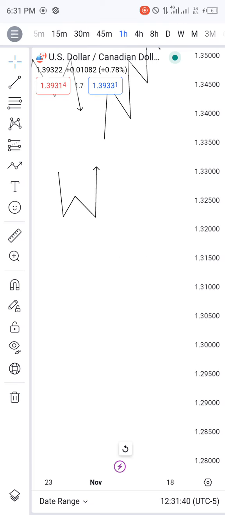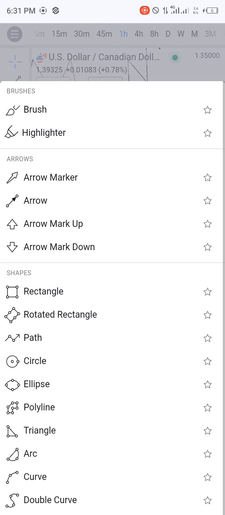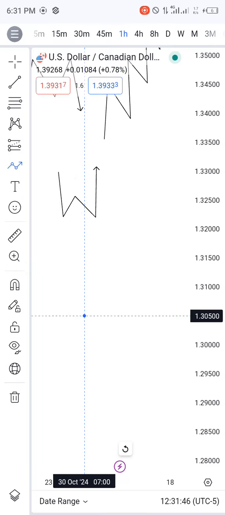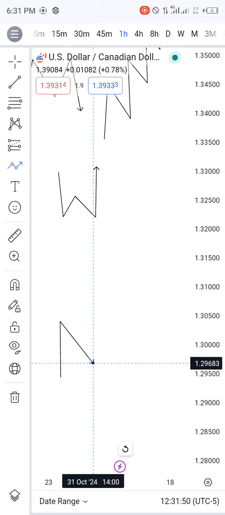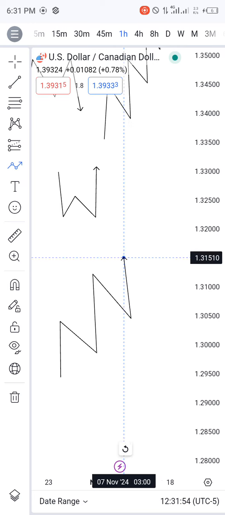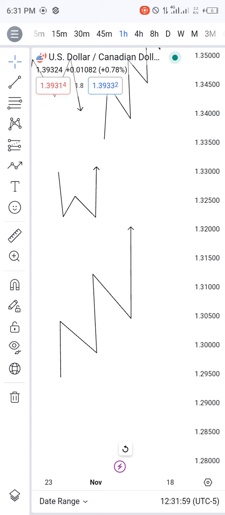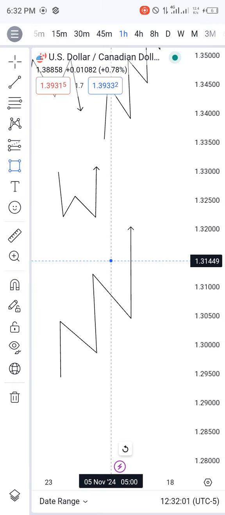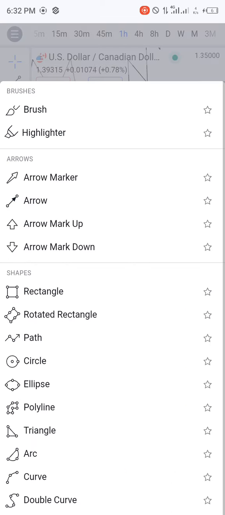For example, we are in an uptrend. Please pay attention, this topic is very, very important. If you can't spot the liquidity, honestly, you will just be eating SL anyhow. Now we are in an uptrend. Most SMC traders will simply mark their order block, which is correct.